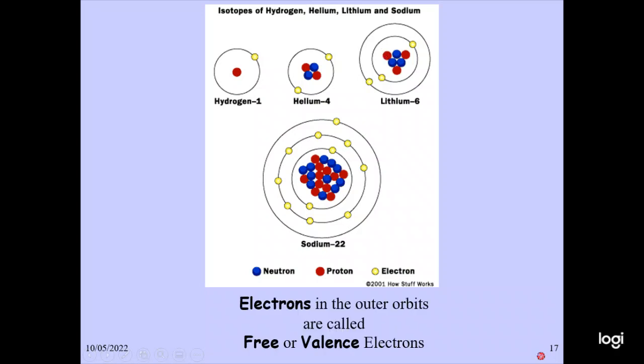Electrons in the outer orbits are called the free or valence electrons. The electrons in the outer orbits are moving. So this is the outer electron, this electron is outer. This is the free electron. They can move from one atom to another atom.